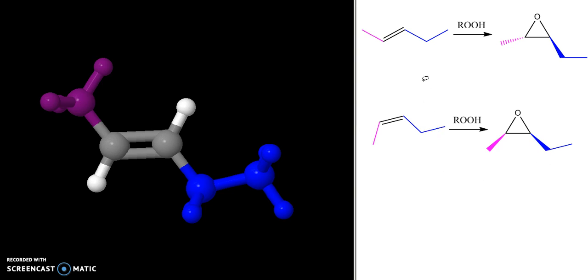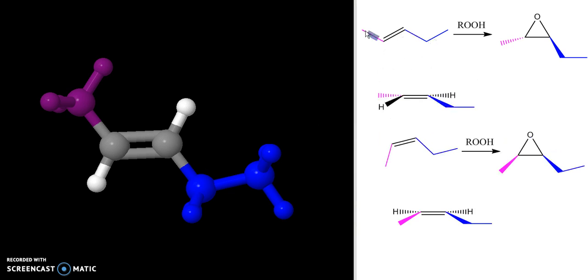And in order to see what's going on here, I want to look at the structure of this alkene from a slightly different perspective. So if we focus on the trans alkene first, I want to look at it from the perspective shown here, where this hydrogen and this ethyl group are coming straight out towards me, and this methyl group and this hydrogen are going back away from me.